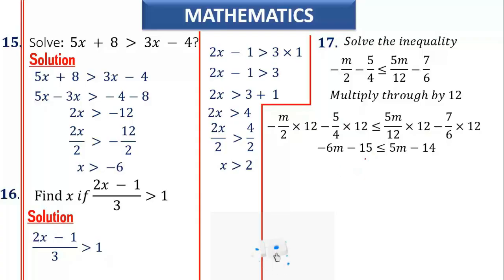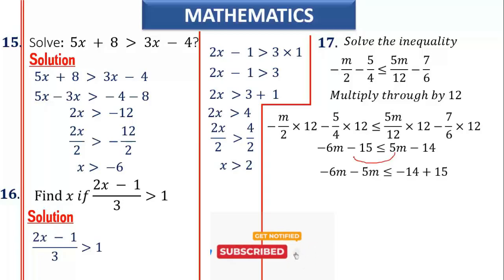Of course, collect like terms. Minus 5m comes here, 5m comes here and becomes minus 5m, minus 15 comes here and becomes plus 15. Okay, so from what you have there, you can then go ahead and solve further. So that means you have minus 11m less than or equal to 1.